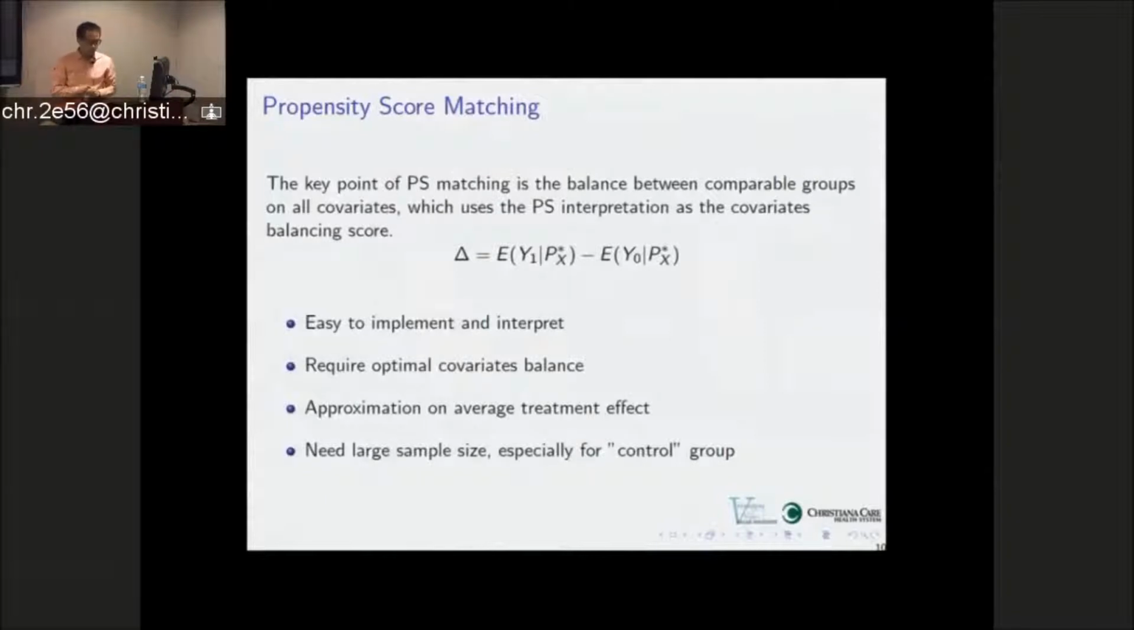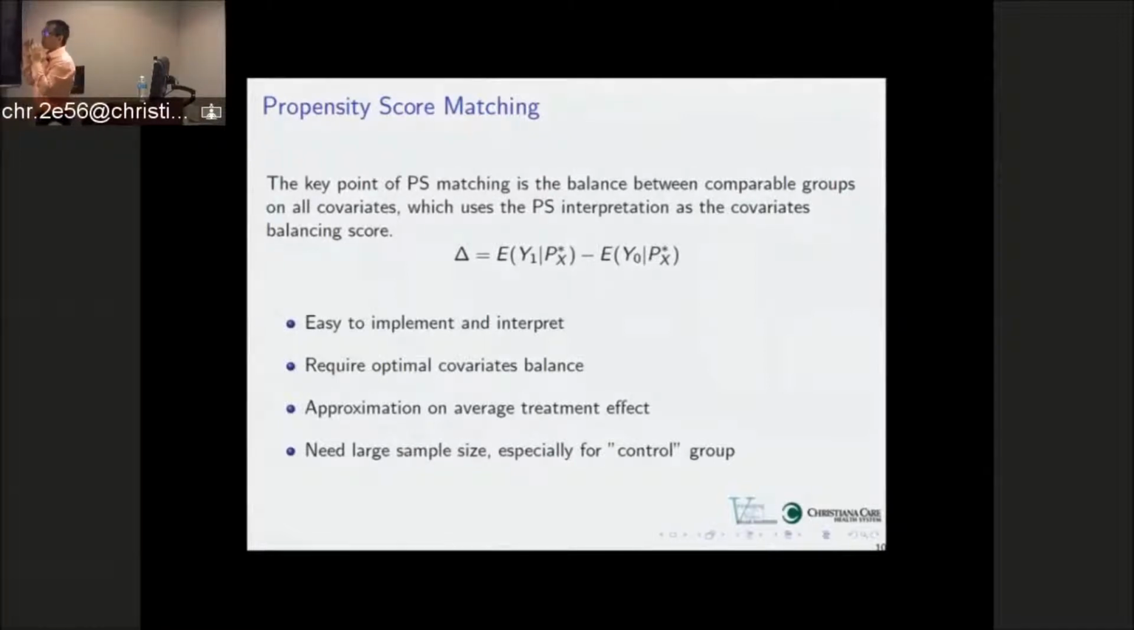Propensity score matching. We have a whole seminar to introduce this method, so here I will not repeat that, but I will share some fundamental understanding about it. The key point of propensity score matching is to balance the comparable groups on all covariates. The idea is to create two groups with equal or balanced covariates, which uses the propensity score interpretation as the covariate balancing score.